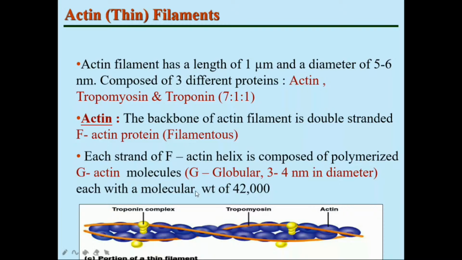I'll repeat. The actin filaments or the thin filaments are made up of three types of proteins: F-actin, tropomyosin and troponin. F-actin strand is formed by polymerization of G-actins or globular actins, and there are two such F-actin strands which twist around each other, forming the base of this thin filament.